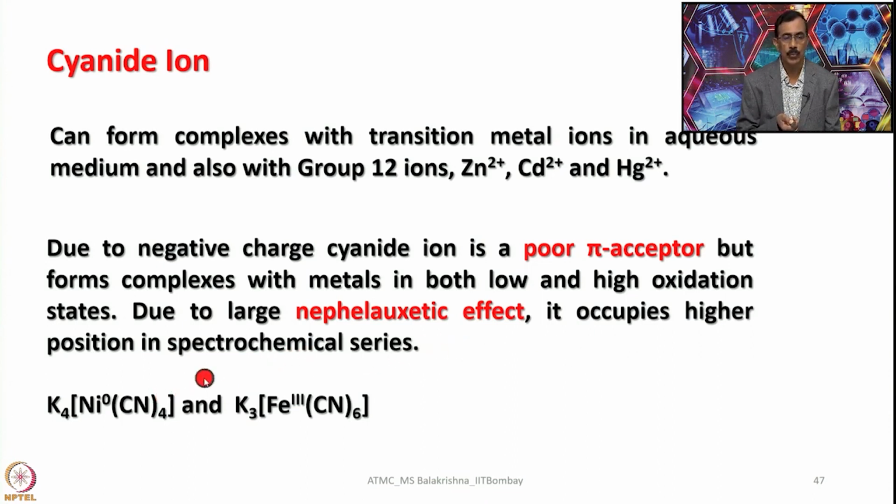I have given two very important complexes here. You can see here nickel is in zero valent state, tetracyanonickelate, and the counter cations I have shown as potassium. This is one example of cyanide stabilizing metal in low valent state, and of course we have another one here, stabilizing iron in +3 state, hexacyanoferrate.